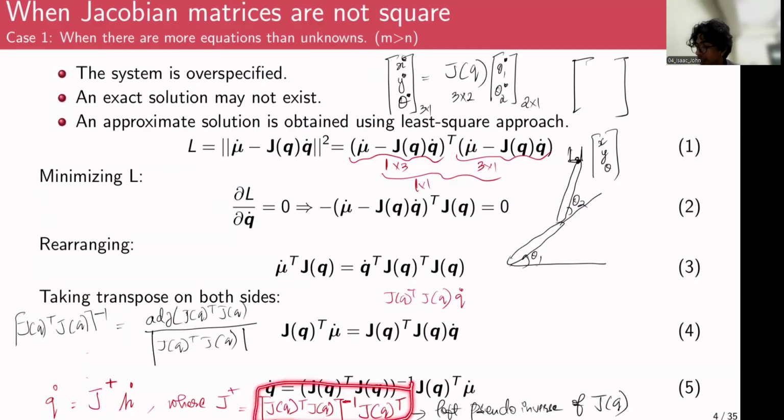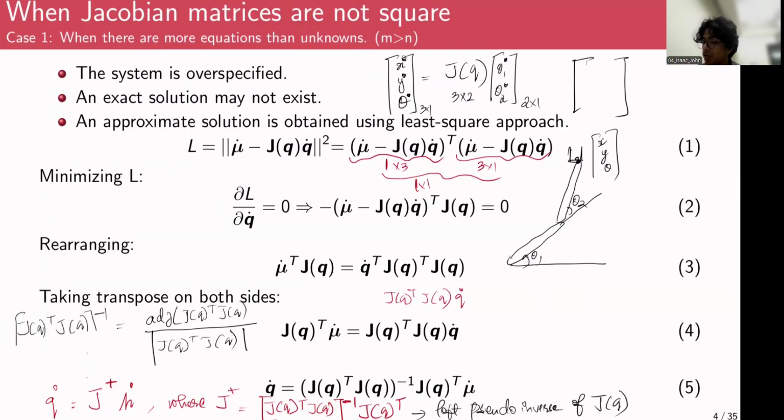Pseudo inverse is actually this entire term, right? Specifically, we call it a left pseudo inverse, and that is only valid when your Jacobian matrix has more rows than columns. That is a case you will encounter when the system is overspecified. Right? You're trying to control more variables with fewer joint variables. That is one example. Right? And the solution is also an approximate solution.